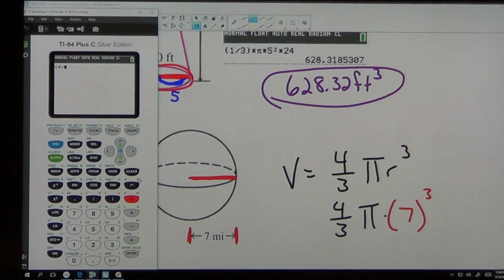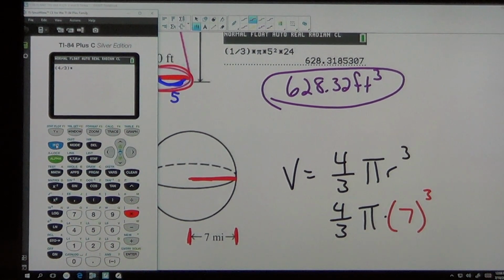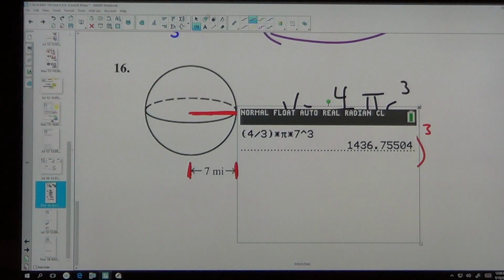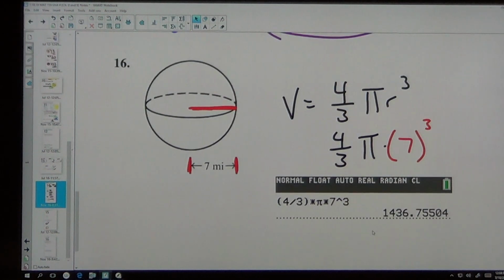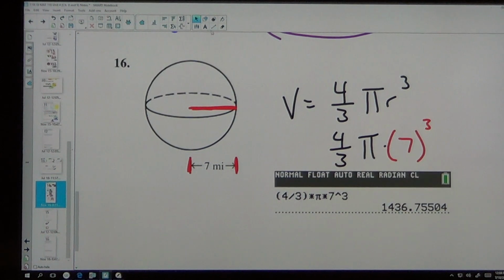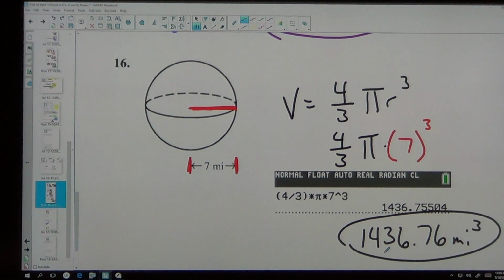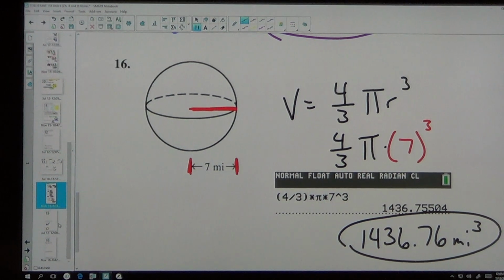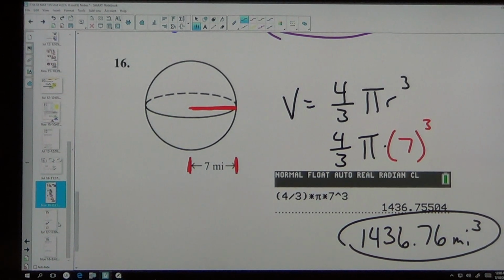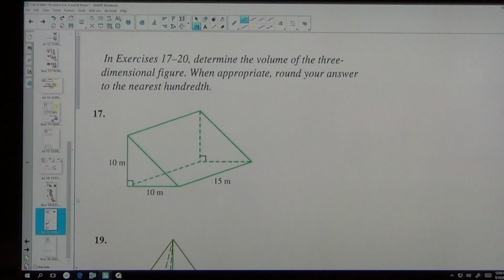So it's going to be 4/3 times pi times 7 to the third. This one's not to the second, this is to the third. So my answer is going to be 1436.76 miles cubed, because it's volume. We good? Yes, solid means the whole thing. Solid means it's three-dimensional. Yeah, 3D, it's volume.